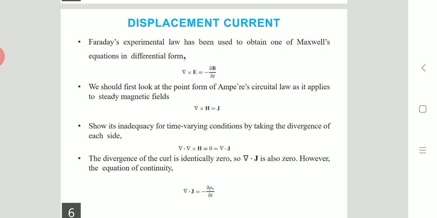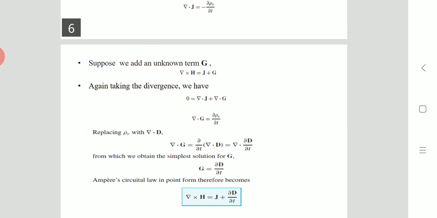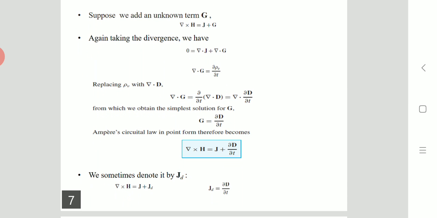So next, suppose we add an unknown term G, that is del cross H is equal to J plus G. Why have we done this? Because we cannot say that the continuity equation can be made 0, that is, minus dou rho V by dou T cannot be made 0. Therefore we can write del cross H is equal to J plus G.